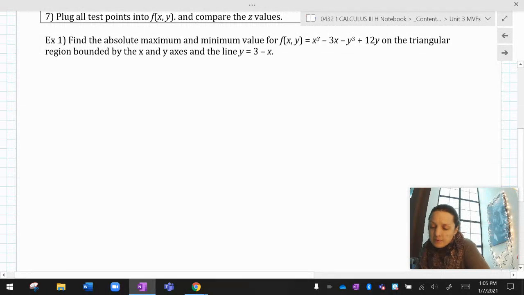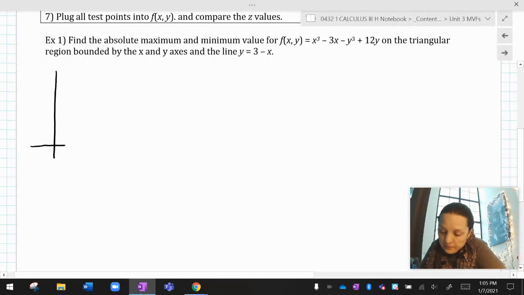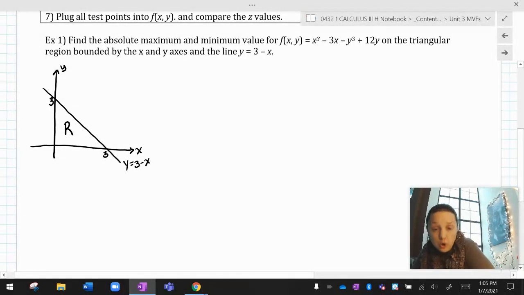It says find the absolute maximum and minimum value for f of x, y equals that thing on the triangular region bound by the x and y axes and the line y equals 3 minus x. All right, so the first thing I'm going to do is draw my region. Here's the y-axis, here's the x-axis, and here's the line y equals 3 minus x. All right, this thing right here is my region R.